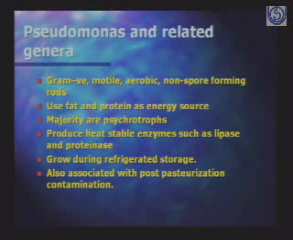The last group of bacteria which is associated with milk is Pseudomonas and related genera. These are gram-negative, motile, aerobic, non-spore forming rods. Why are they so significant in the dairy industry? Because they are capable of producing enzymes which are heat stable. These enzymes are lipases and proteinases, because these bacteria use fat and protein as energy source. Therefore, they are associated with proteolytic and lipolytic defects in dairy products. The drawback is that since they are psychrotrophs, they grow during refrigerated storage and lead to spoilage.